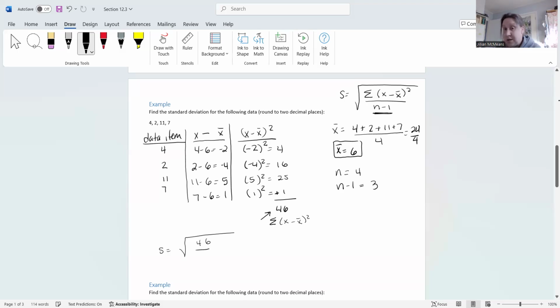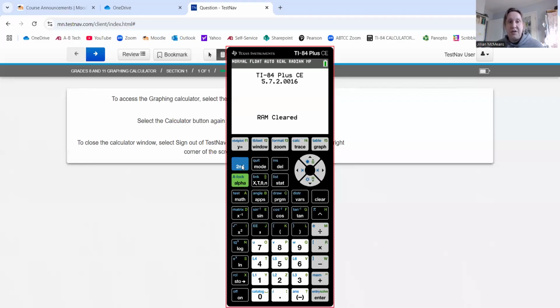The denominator is n minus 1. N is 4 because we have 4 data items. We subtract 1, we get 3. And then I'm just going to go to the calculator and type in exactly what you see here. If you want to see it in the calculator, we would go second, and then the x squared button will type in a radical symbol. So you hit the blue second button, and then this button that has x squared, that'll do the radical. And then we just type in 46 divided by 3.